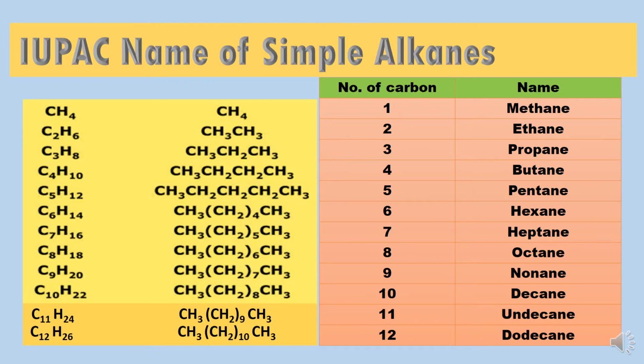Now there are certain IUPAC names for simple alkanes. Having 1 to 12 carbon atoms, straight chain alkanes can be represented by the name alk plus ane. For 1 carbon it is methane, for 2 it is ethane, for 3 carbon propane, then butane, pentane, hexane, heptane, octane, nonane, decane, undecane and dodecane respectively, up to 12 carbon atoms present in the form of a straight chain.